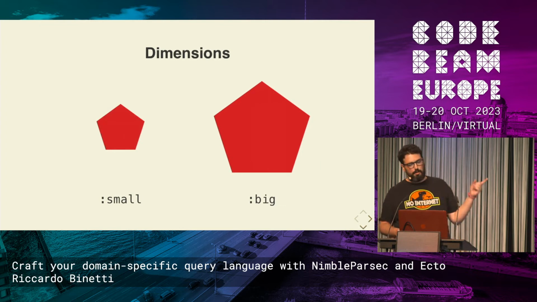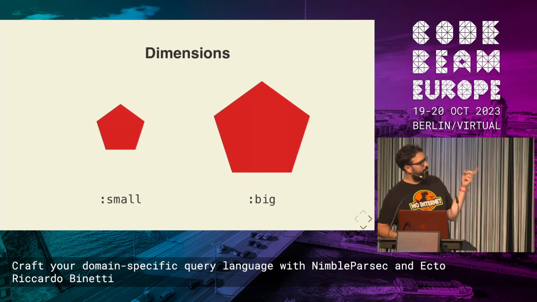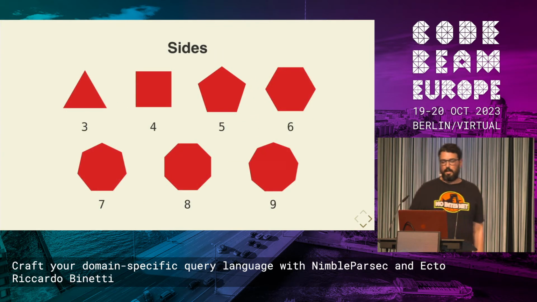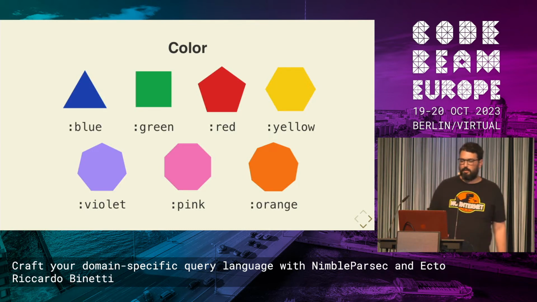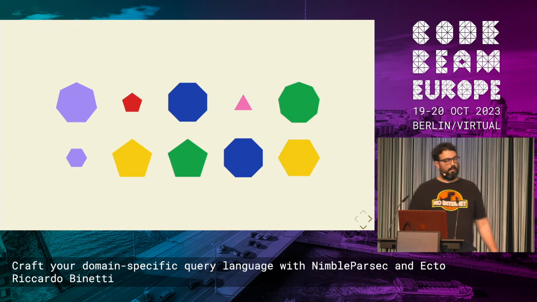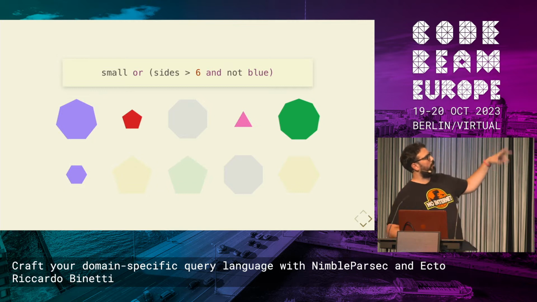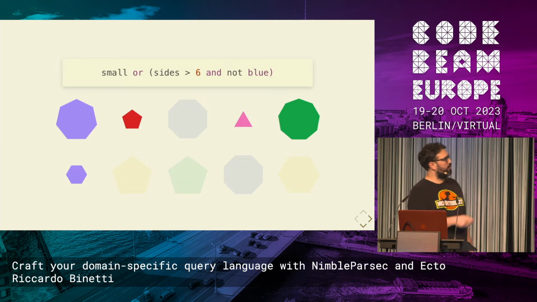A shape can have dimensions, so they can be either small or big. They can have a different number of sides, between 3 and 9, and they can have different colors. So our goal is, given a list of shapes, we want to be able to write something like this: small or sides greater than 6 and not blue, and we want to select just the shapes that match that selector.